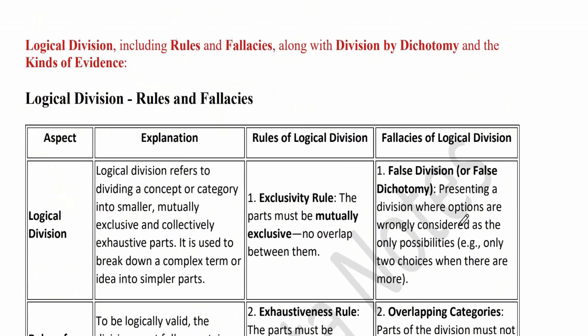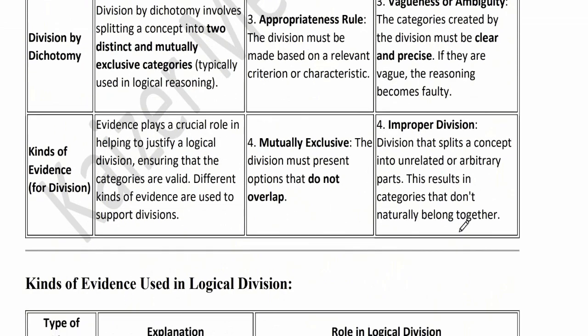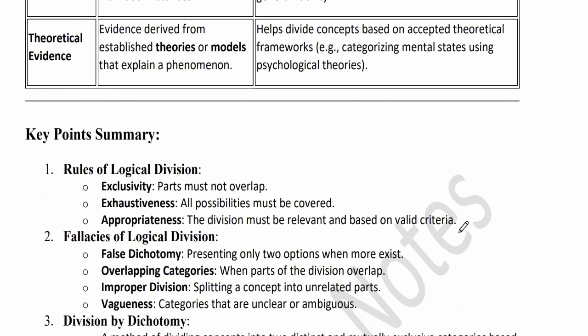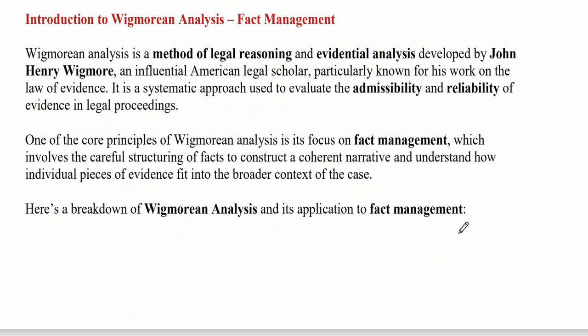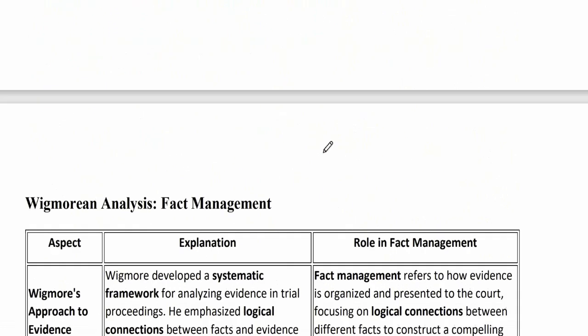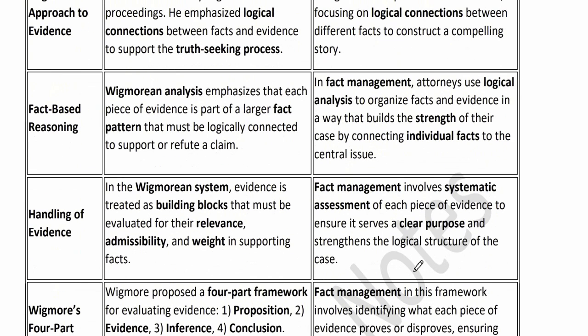Logical divisions, rules and fallacies. I'm not covering the division part here either. But these are very nice chapters, very interesting to know, but time is not enough right now, so I'm skipping all of this. Introduction to Wigmorean analysis. This is also very nice. It is the technique of how evidence is to be collected and reasoning is to be given. This is very important for all future advocates and lawyers.